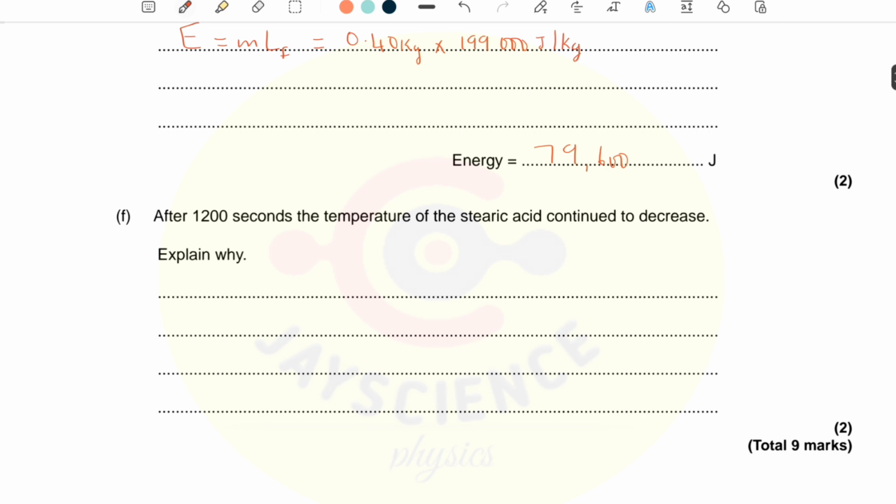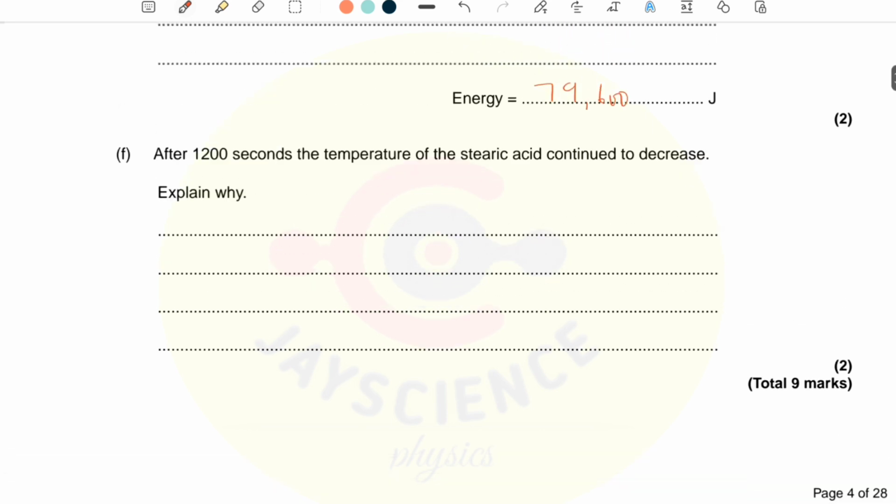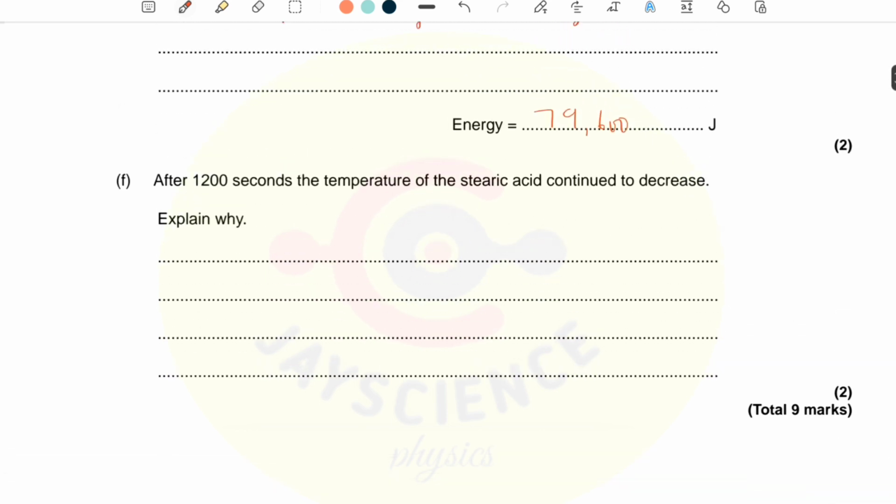After 1,200 seconds, the temperature of the stearic acid continued to decrease. Explain why. The acid is losing its energy to the surroundings. So it's at a higher temperature than the room temperature, so it's going to come down, losing its energy. Let's put that down in words. Let's start again. Stearic acid has a higher temperature than the surroundings.